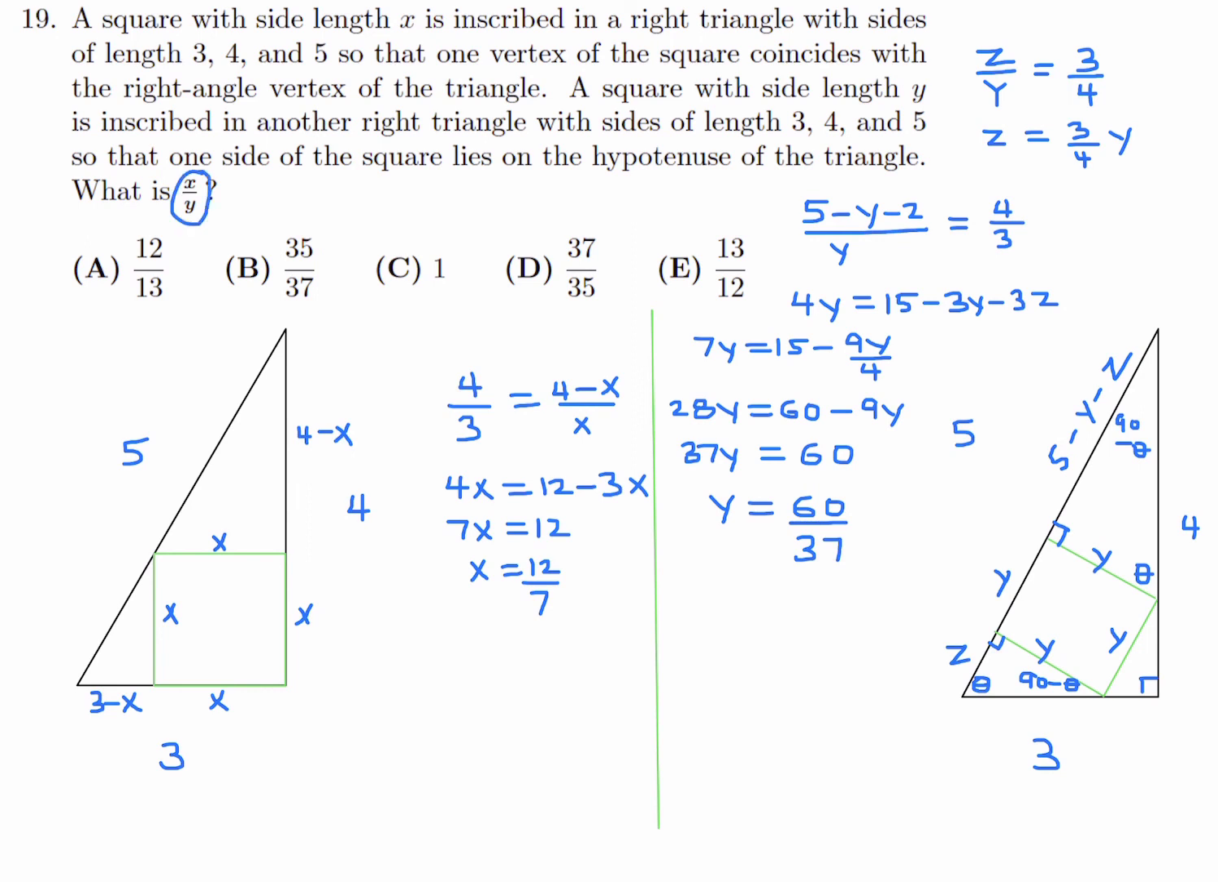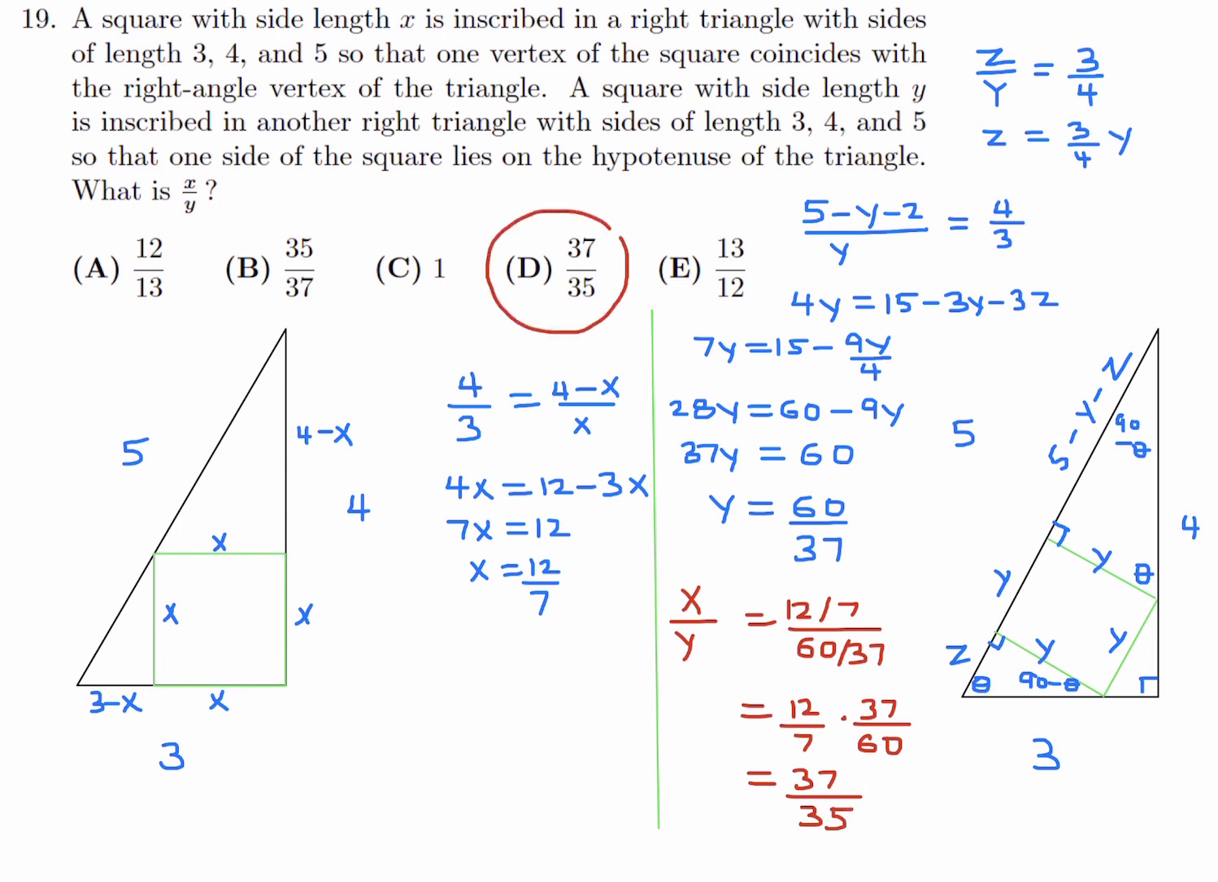And now I have to figure out x over y. So x over y is going to be equivalent to 12 over 7 over 60 over 37. And if you invert and multiply, it will be 12 over 7 times 37 over 60. So that looks like 37 over 35. And therefore, number 19, the answer is D.